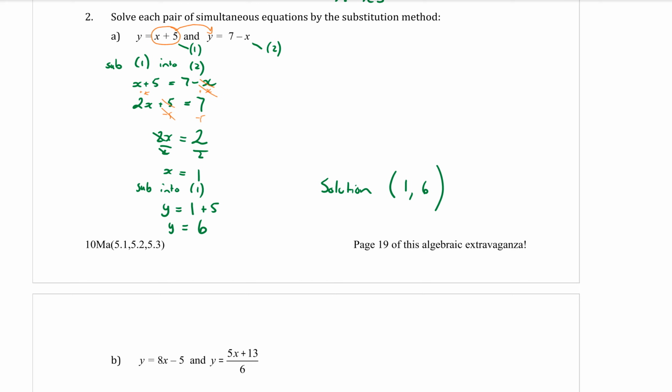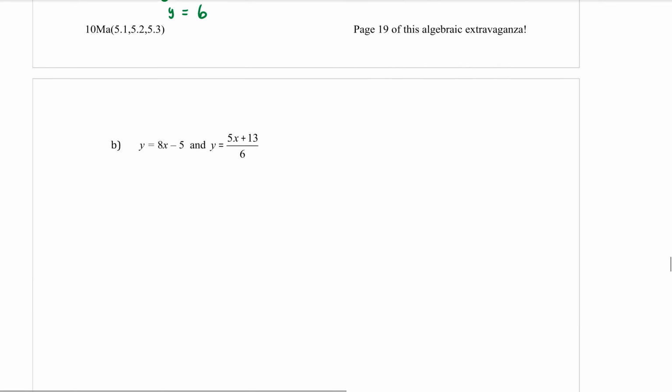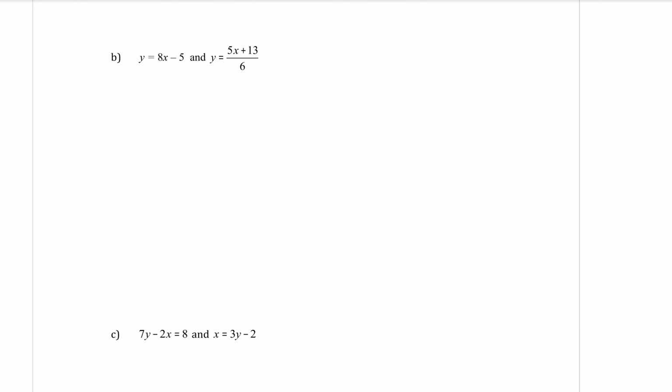All right, we're going to practice it again. Practice it a few more times. Question B. Now again, both of those equations there have y by themselves. So let's number them like I did before. Equation 1 and equation 2. I'm going to do the same thing because they're both y equals. I'm going to sub equation 1 into equation 2.